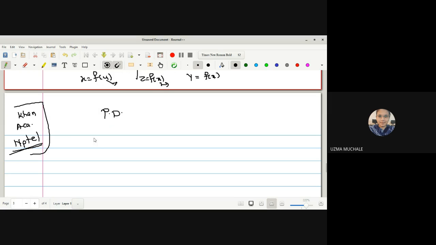In the partial derivative, what is the concept of a partial derivative? Suppose we have more than one independent variable. Suppose it is of the form z is equal to f of x, y. Then how to find out the derivative? It was somewhat difficult, so that's why the concept of a partial derivative comes.